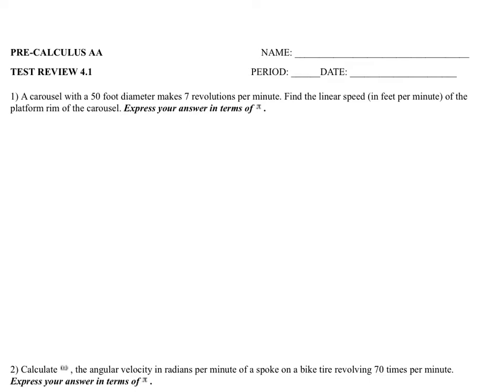A carousel with a 50-foot diameter makes 7 revolutions per minute. Find the linear speed in feet per minute of the platform rim of the carousel. Express your answer in terms of pi.